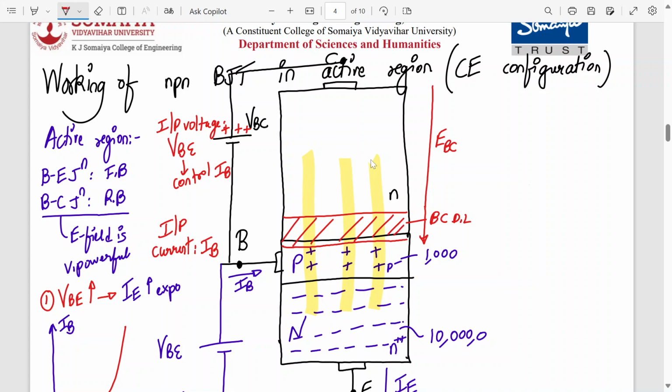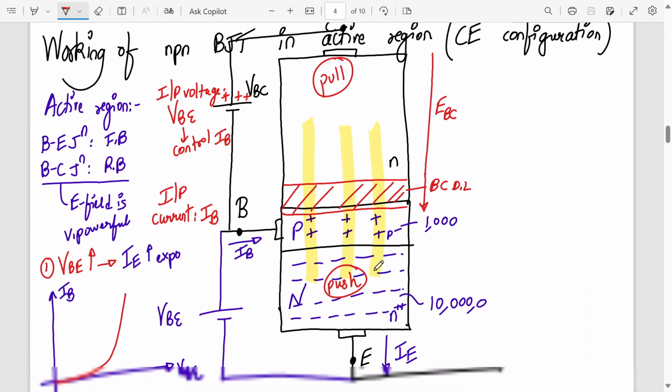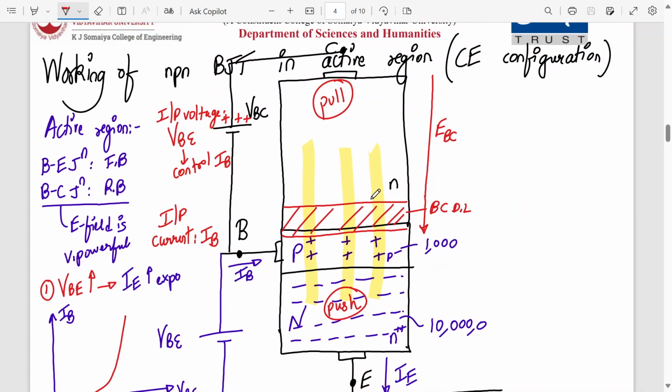It's very, very powerful. So as soon as you see any electrons over here, it will pull it. So collector region is like a pull region. It's pulling the electrons which are coming from the base. And this emitter junction is like pushing. So your push-pull arrangement is happening. So the supply voltage VB is pushing more and more electrons into the base region. And collector region is doing what? It's pulling the electrons from the base into the collector region.